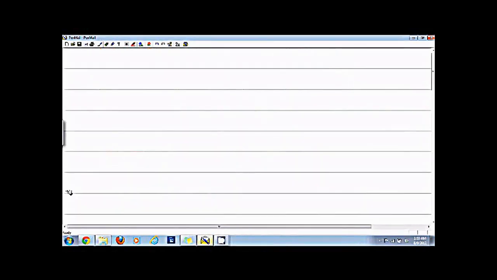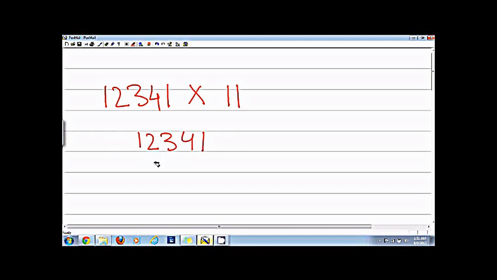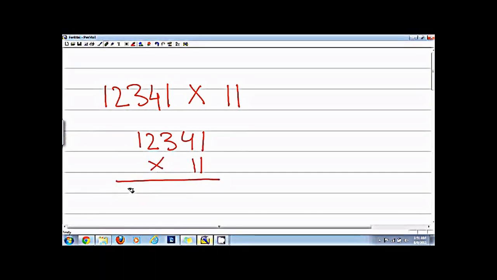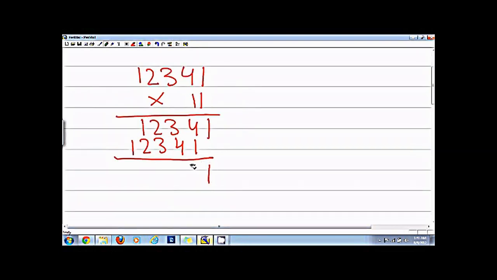Hi everyone, in this tutorial I will show you how to multiply numbers by 11 in a quick and easy way. For example, if I have the number 12341 and I want to multiply it by 11, the regular way will be to write 12341 and 12341, one shifted below the other, and add them. So now I'll say 135751. So this is the regular way.